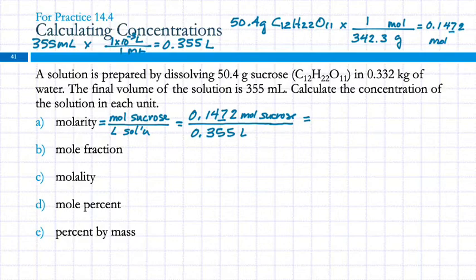And so I've got 0.1472 divided by 0.355. And that's going to give me 0.4146. And for my final answer, I'll round that to 3 significant figures, 0.415 capital M. That's the molarity of the solution. And if I screw it up, please yell.